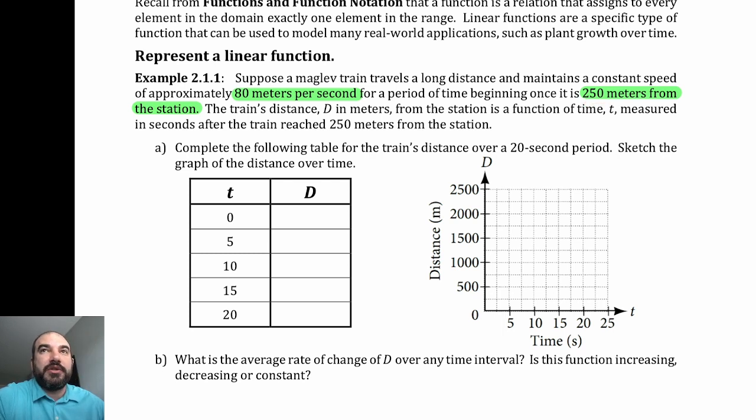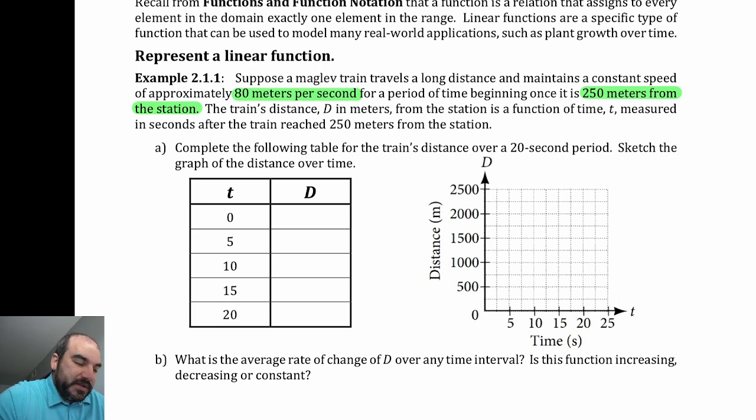So you can imagine the train starts at the station stationary, right? And then starts speeding up. It doesn't immediately go from 0 to 80 meters per second, right? You can't go from 0 to 80 in no time. So it takes some time to get to 80 meters per second. And the amount of distance it takes to get there is 250 meters. So once it's 250 meters from the train station, then it's going 80 meters per second and it maintains that speed for a long distance.